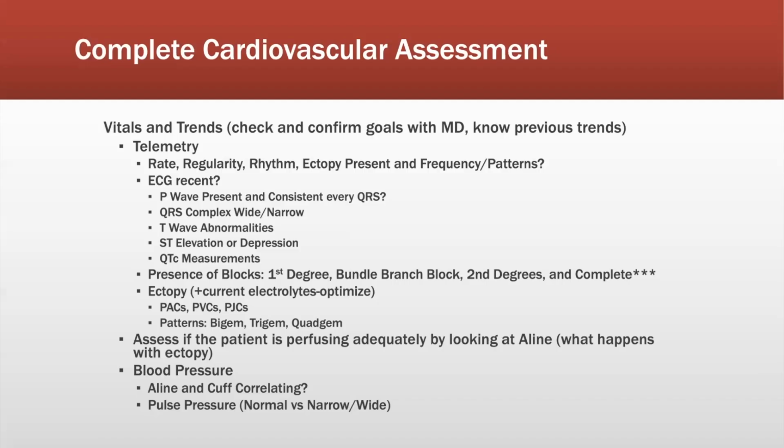Starting with telemetry, you want to note the rate, regularity, rhythm, and if there is ectopy present. If there is ectopy present, you do want to know if it's very frequent or if they're having patterns, things like bigeminy, trigeminy. You also want to look into the recent EKG. So when you're looking at this patient's telemetry, you want to note if they have a P wave present and consistent with every QRS complex.